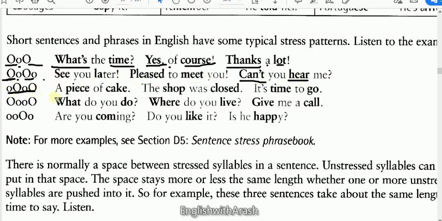And then you have another one here. A piece of cake. The shop was closed. It's time to go. For example, this is very practical. You can use it differently. It's time to stop. It's time to go. It's time to sleep. If you want to sound natural, you might want to put the stress on time and the verb. It's time to go. It's time to sleep. And you have some more examples. So let me play it for you.